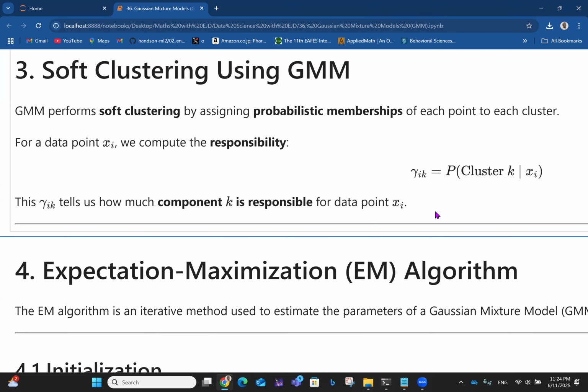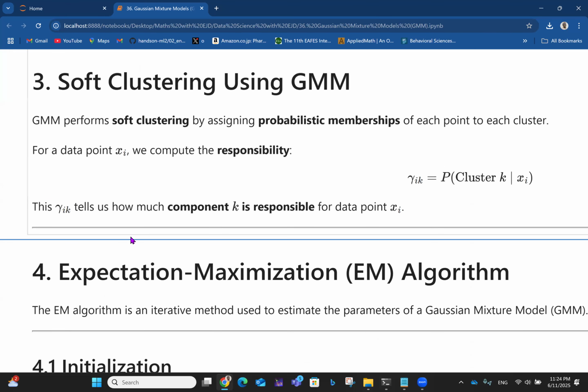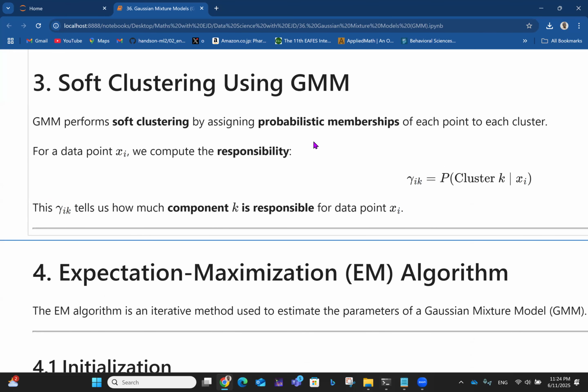So, soft clustering using GMM now. GMM performs soft clustering by assigning probabilistic memberships of each point to each cluster. So each point belongs to each cluster.